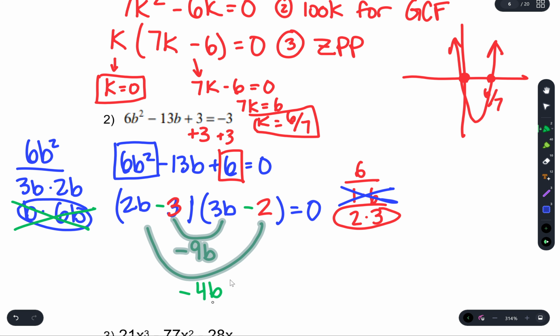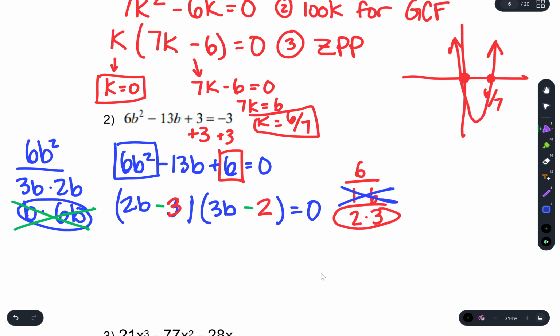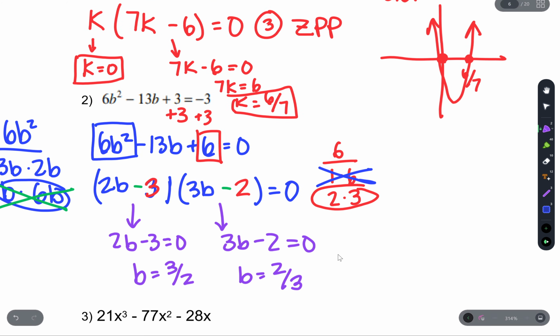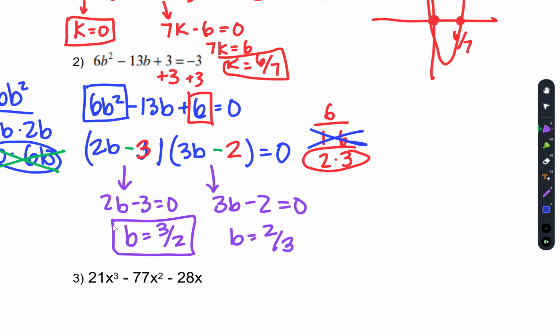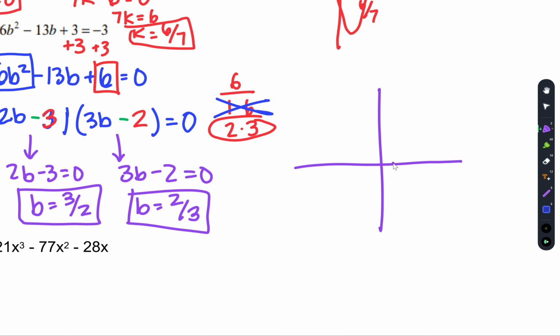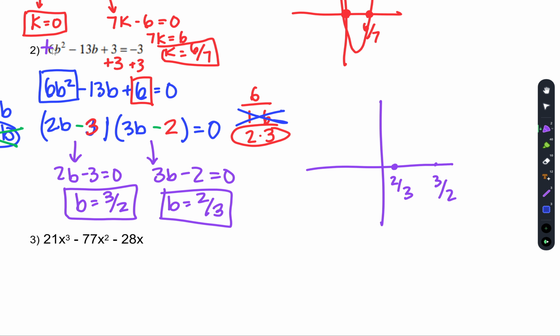Now I'm going to erase some of my work here, and I'm going to finish it off using ZPP. Set each guy equal to 0. I have b equals 3/2 and b equals 2/3. And I'm going to sketch it really fast. 2/3, 3/2. My original equation had a positive leading coefficient, so I know that this is going to face upwards.